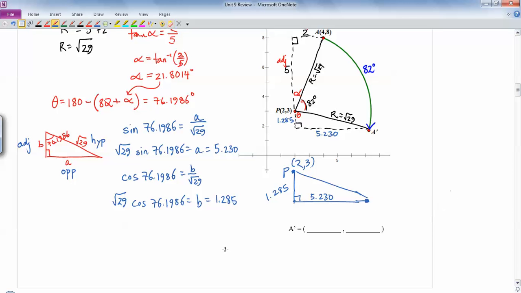So if you think about it, when I drop 1.285, I have to take the 3, the y value, and subtract 1.285 from it. So this one is going to be 1.715. And I'll put down below here, it's 3 minus 1.285. This value right here, the x was originally 2, and then I moved to the right by 5.230. So it's 2 plus 5.230, which is 7.230. And then that's the coordinates of A prime.